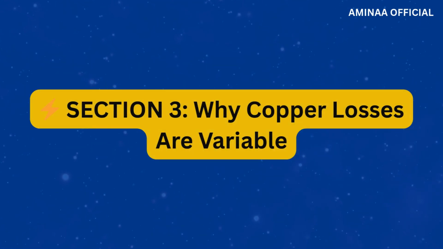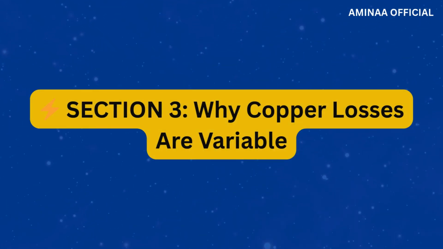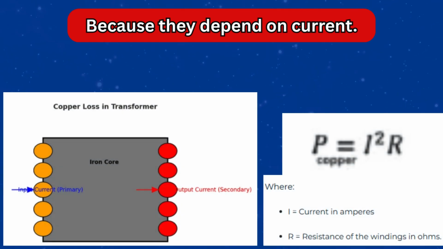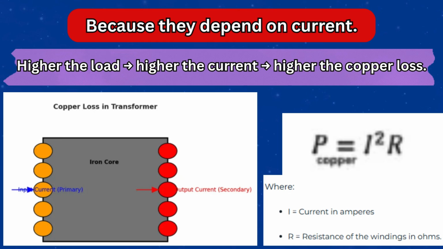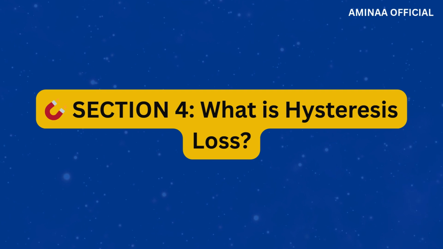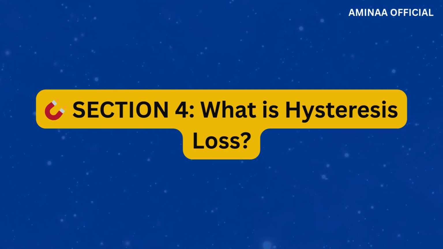Now, why do we say copper losses are variable? Because they depend on current. As more current flows through the transformer windings, the internal resistance in the copper causes more heat and energy loss. So, higher the load, higher the current, higher the copper loss. Simple. Let's move to another common question.